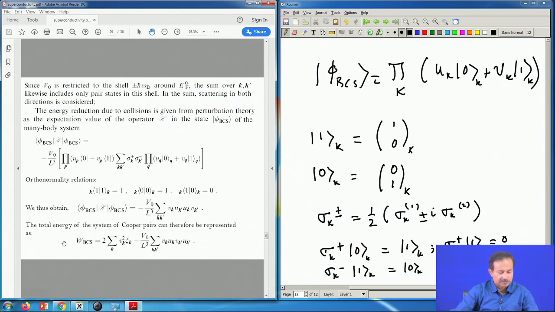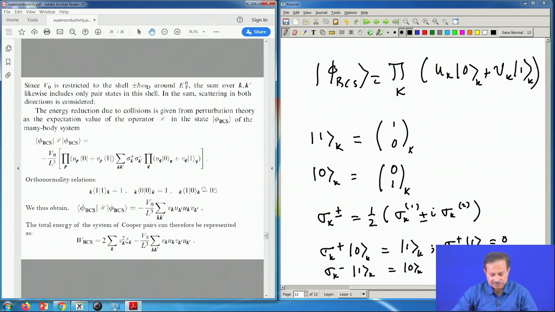And therefore, the total BCS energy has to be summed over all such k. This is the first term we already wrote, the kinetic energy, and this is the second term, the term coming from scattering, taking k pair state to k prime pair state and vice versa, and all such k primes. So, that gives you this second term.